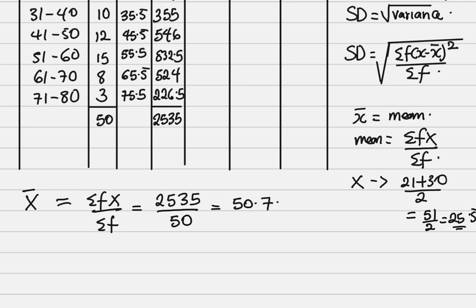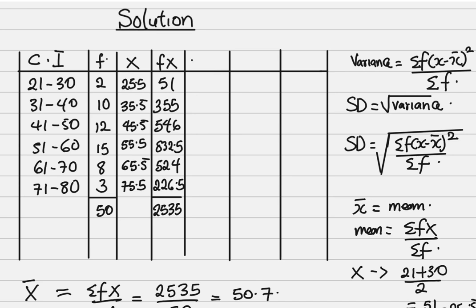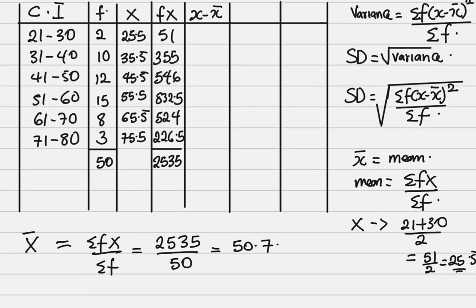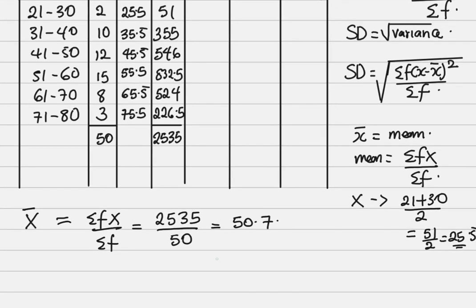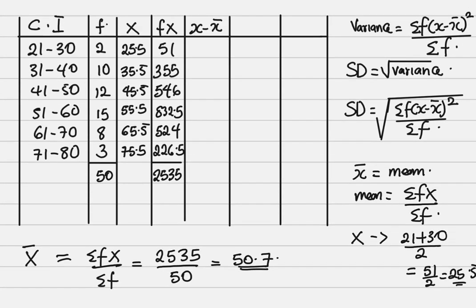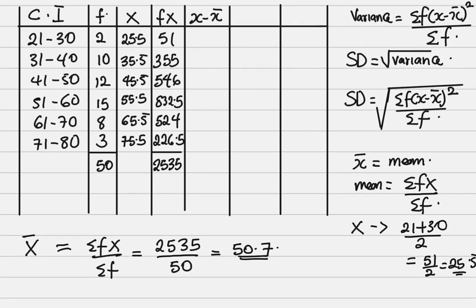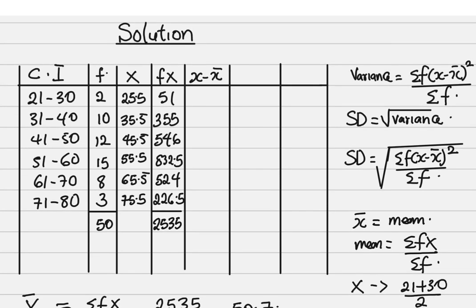Now, since we have that, the next thing on our list is for us to find x minus x bar. X bar is the mean, which is 50.7. So the first one we are going to do is 25.5 minus 50.7. That is what it means. And if you do that, you are going to get minus 25.2. So take note of it.